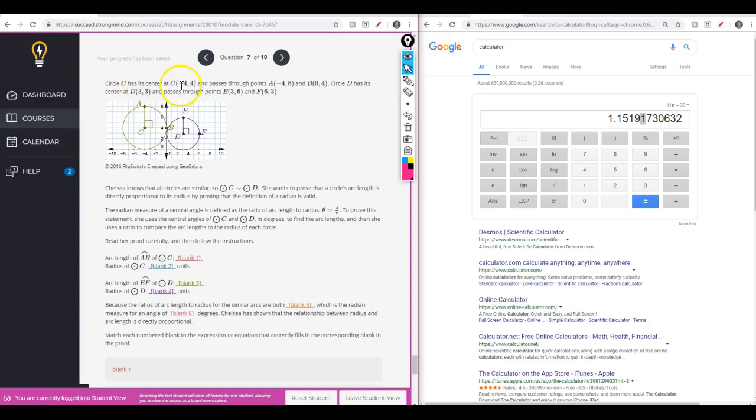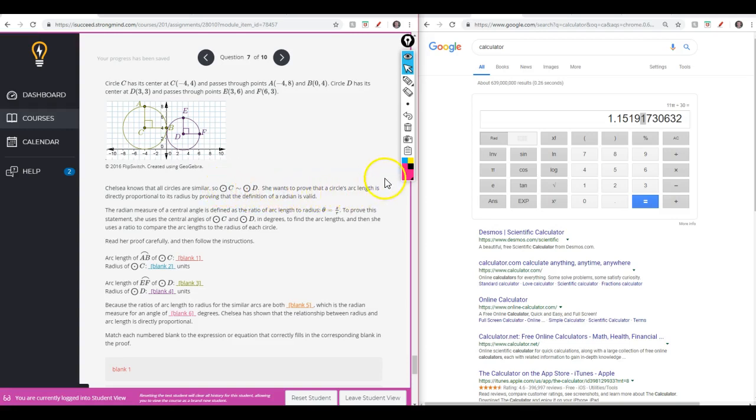Circle C has its center at C(-4, 4) and passes through points A(-4, 8) and B(0, 4). Circle D has its center at D(3, 3) and passes through points E(3, 6) and F(6, 3). Chelsea knows that all circles are similar, so circle C is similar to circle D.